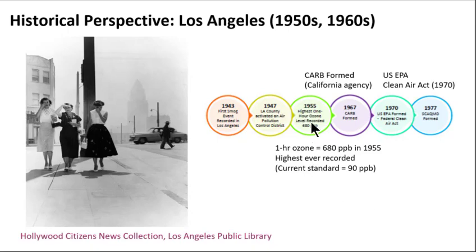Also, we note in 1955, a 1-hour concentration of ozone at 680 parts per billion was recorded in the LA area. This is the highest ever recorded, and is several times higher than the current 1-hour ambient air standard for ozone of 90 parts per billion. Much work has been done to bring ozone levels to lower levels today compared to back then. However, as we will see, regulatory expediencies still exist.